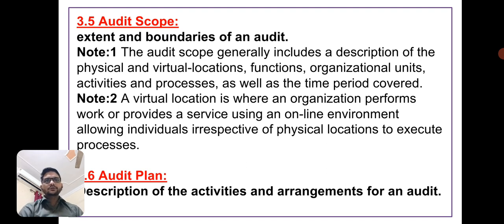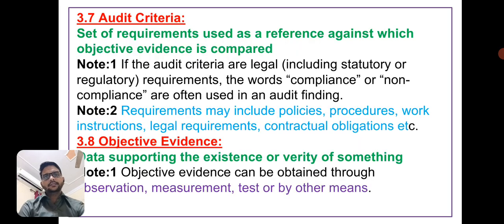And a virtual location is where an organization performs work or provides a service using an online environment, allowing the individual, irrespective of physical location, to execute processes. Next is audit plan. Descriptions of activity and arrangement for an audit, that is audit plan.